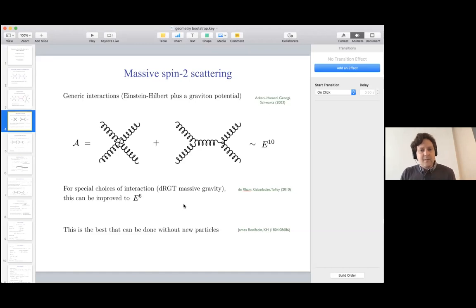But it turns out that this is the best you can do, no matter what interactions you choose, whether they're Einstein-Hilbert or not, as long as there's some finite number of interactions and you only have a massive spin 2, the best you can do is this energy to the sixth behavior. So we have an argument about that in this paper here.